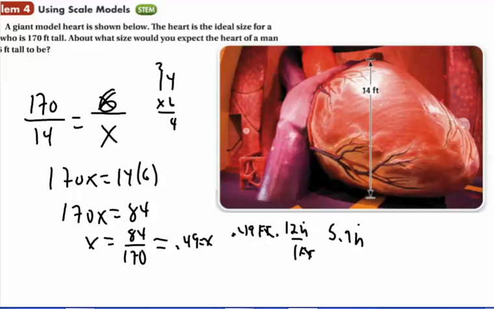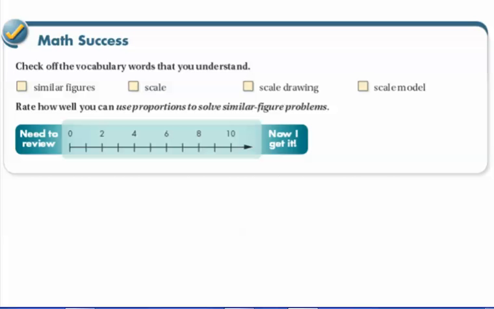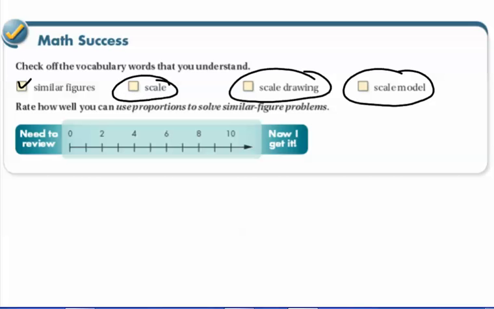You got it. Once you do the Got It, here is the vocabulary that if you don't know it, you need to go back and look it up and see where you're at. The words are similar figures, you know what that is, that's from geometry. Scale, you might not know what that is. Scale drawing, you might not know what that is. And scale miles. So you might want to go back and check that and mark where you're at, from 0 to 10, where are you?